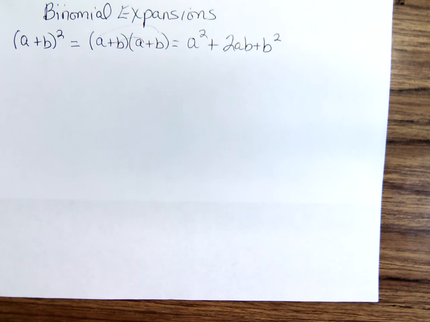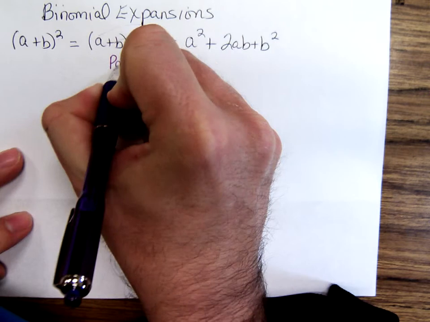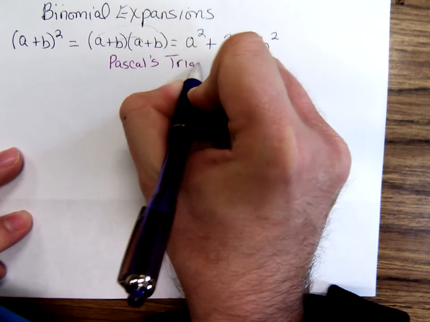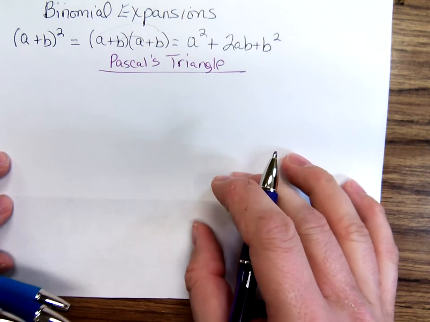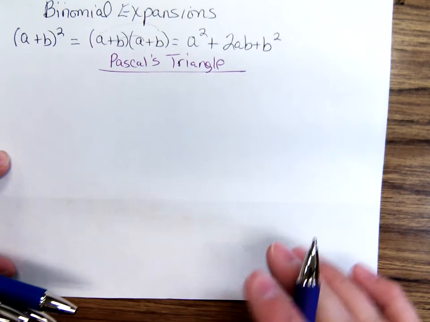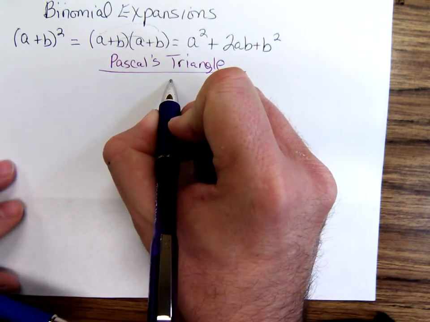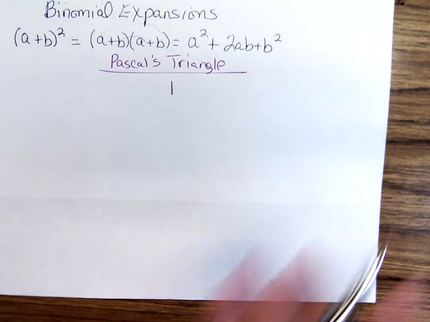There's a couple of ways to do it, and the way we're going to discuss today is using something called Pascal's triangle. It's a triangle, of course. Why would it be called Pascal's triangle if it weren't a triangle? It's a triangle made out of numbers, and each row of the triangle begins and ends with 1. The first row is just a 1.